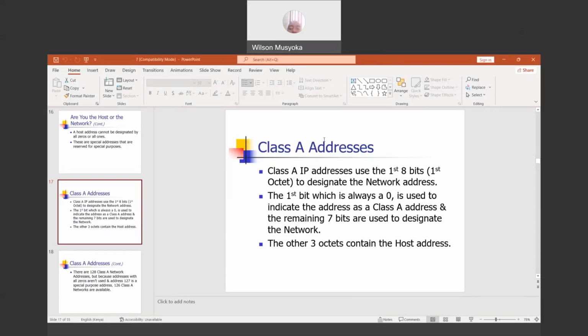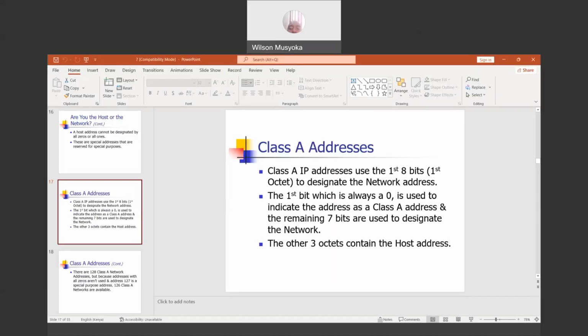So a class A address. In a class A IP address, the first 8 bits, or the first octet, is designated for the network addresses. Normally, we usually have two sets of addresses. There is what we call the network addresses, and there is what we call the host addresses.